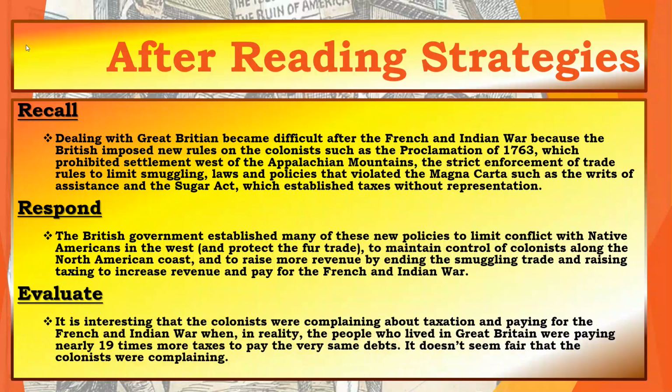And finally, it is interesting that the colonists were complaining about taxation and paying for the French and Indian War when, in reality, the people who lived in Great Britain were paying nearly 19 times more taxes to pay the same debts. Doesn't seem fair that the colonists were complaining. Okay, so I'm flipping the coin. I'm looking at this from the English or British perspective. They were certainly paying more in taxes. That's absolutely true. But the English and the British were not having their rights violated. And maybe that's the difference here. So there are two sides to this coin when we look at this issue.